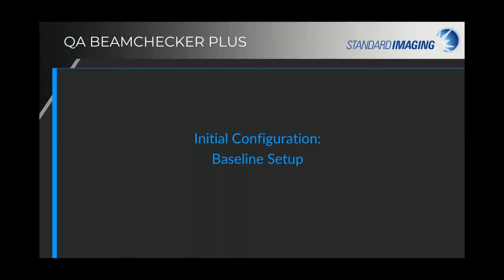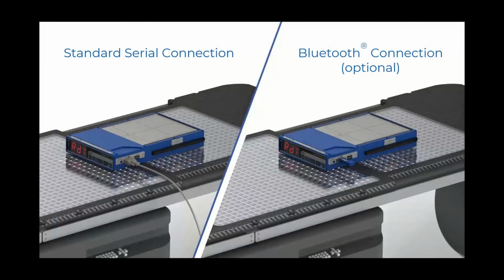So basically, your initial configuration is possibly the only time you have to connect to software. Any of the daily checks beyond that can be done completely software free. But to do that, you set it up on the couch, and you can do it connected to a PC at that point, either with our serial connection or the available Bluetooth connection, and that connects up to the PC for the initial baseline setup of the software.